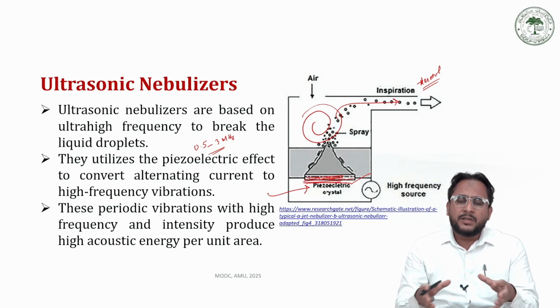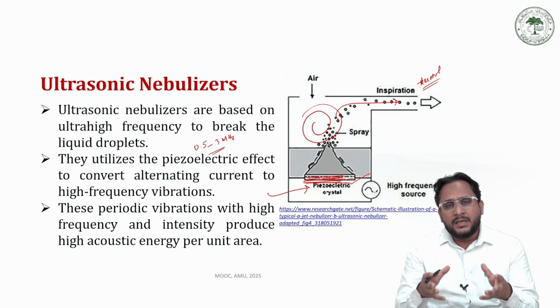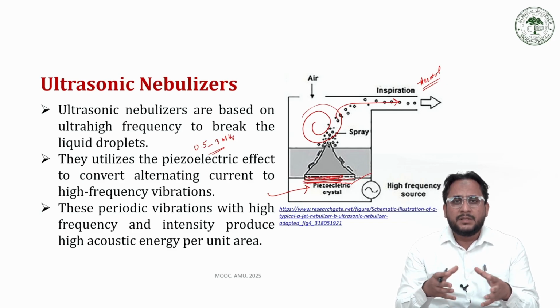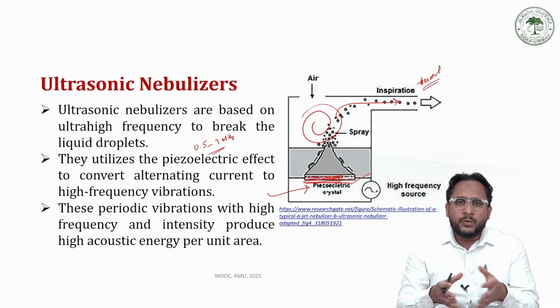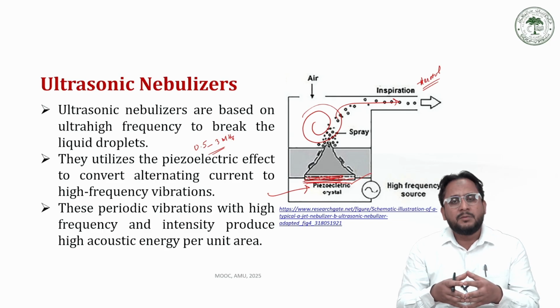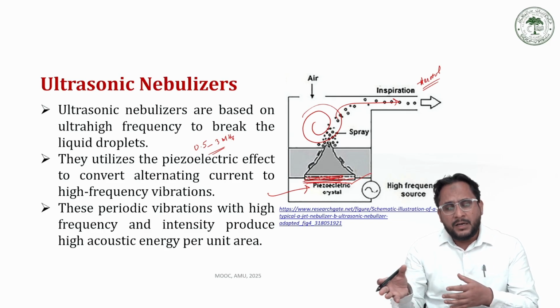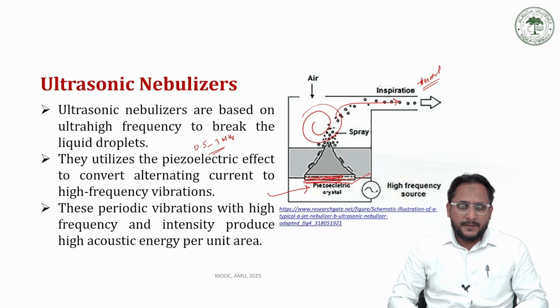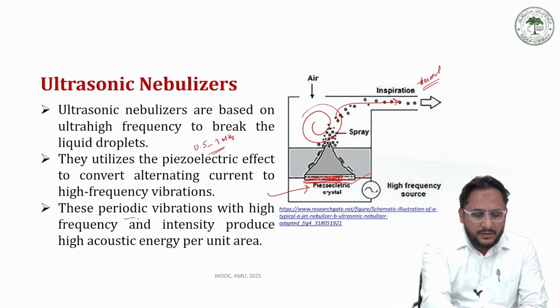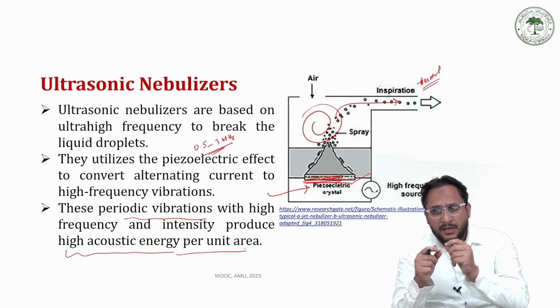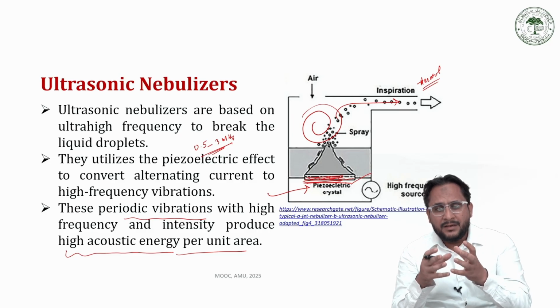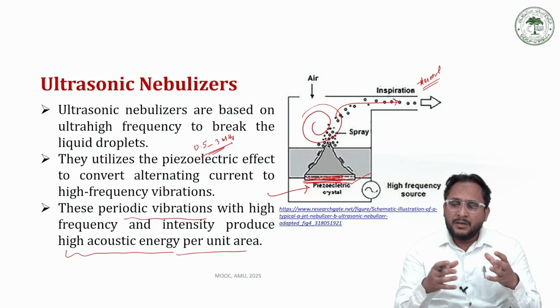This type of ultrasonic nebulizer is very common with the inductively coupled plasma technique. Inductively coupled plasma is a type of atomizer that is widely used in AES. So these nebulizers are connected and specifically used with ICP. The vibration of this crystal, because of the high frequency, creates very high acoustic energy per unit area. Means they create very high energy over a very small area, thereby creating a huge impact, forming small and uniform droplets of the sample.